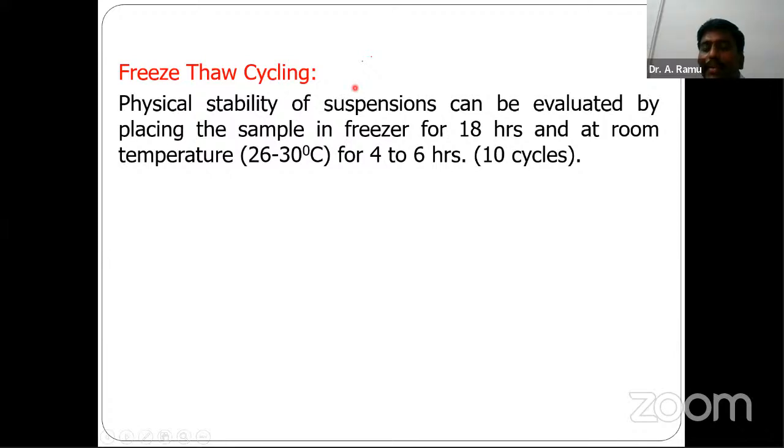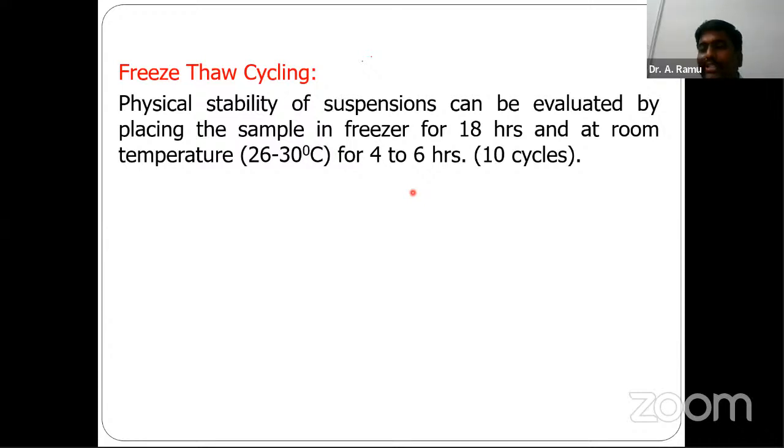Freeze-thaw cycling means that the suspension has to be kept in the freezer for 18 hours and at room temperature, that is between 26 to 30 degrees centigrade, for 4 to 6 hours. Like this, you have to keep it for 10 cycles. One cycle completes when you keep it in the freezer for 18 hours and at room temperature for 4 to 6 hours.